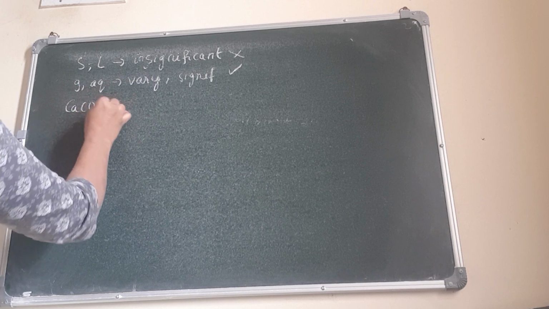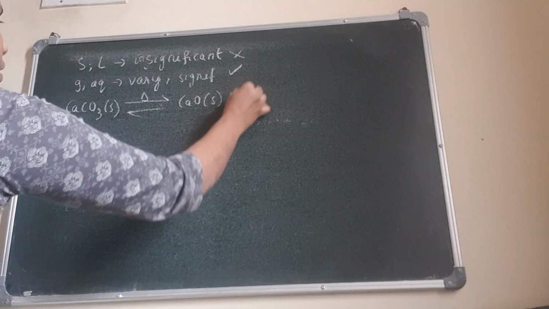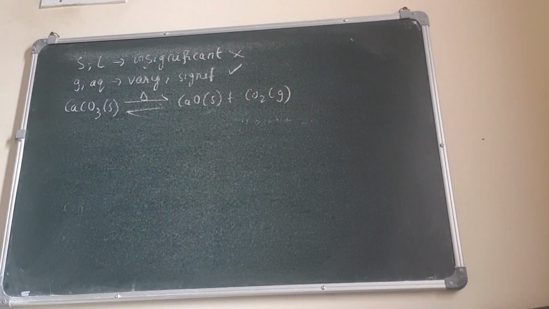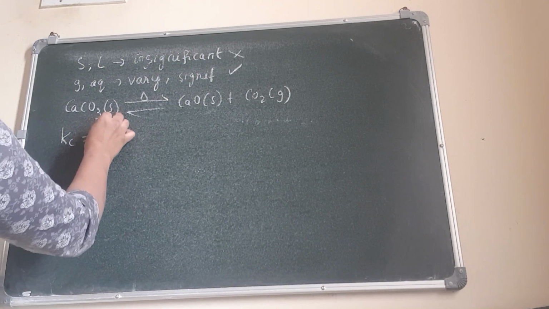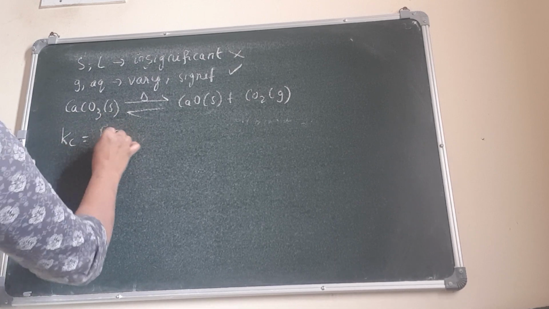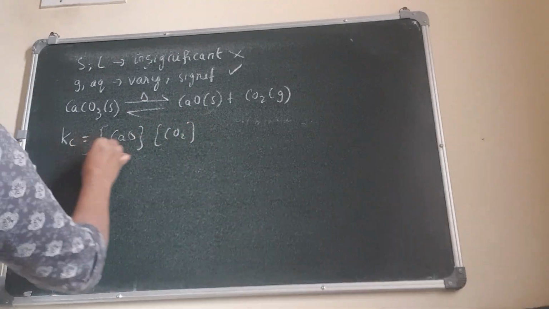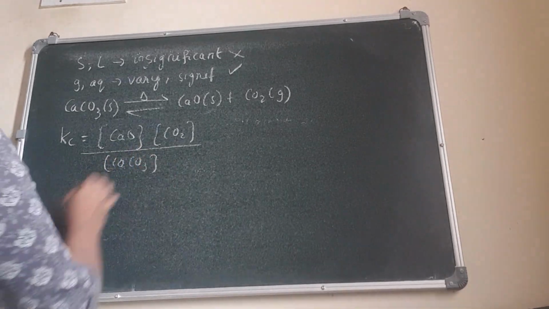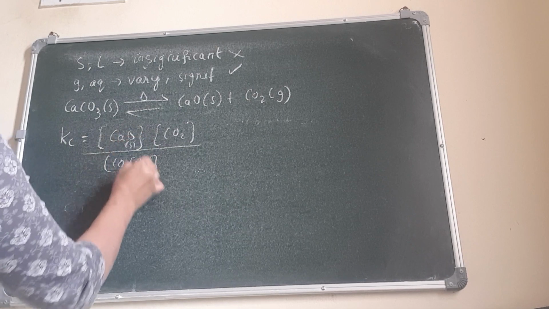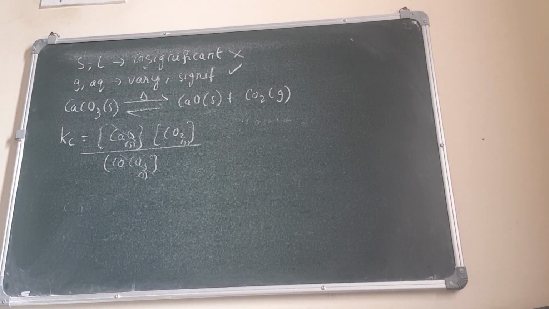The decomposition of calcium carbonate, which is solid, giving you calcium oxide, which is solid, plus carbon dioxide gas, which is in the gaseous state. Okay, so actually how do you write the equilibrium constant? It's the concentration of the products raised to their stoichiometric coefficients, divided by the product of the concentration of reactants raised to their stoichiometric coefficients. Now if I write the states here, the solids become insignificant because they are not going to change, right? So I don't want to worry about it.